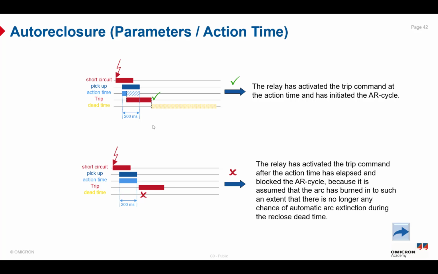But in the second example, as you can see here, a short circuit happens and the relay picks up, and here is the action time equal to 200 milliseconds, but the circuit breaker is tripped after the action time has elapsed. This will block the AR cycle, because it is assumed that the arc has burned to such an extent that there is no longer any chance of automatic arc extinction during the reclosed time. So that is the meaning of the action time, which is set in our parameters to 200 milliseconds.